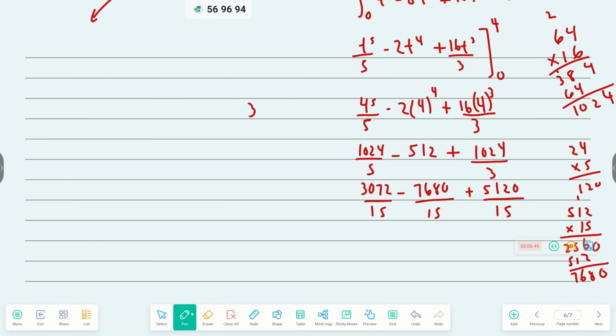But as it is, I'm going to add these two. 5120. Add that up. 291, 8192. Subtract 7680. 2, 1, 5. So 512 over 15. Yeah, I hope the arithmetic is correct.